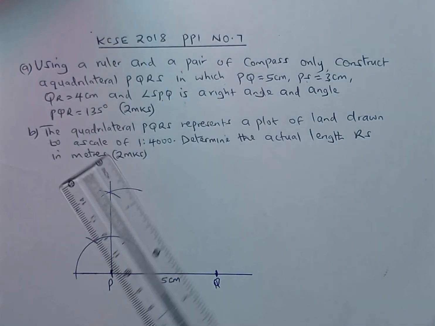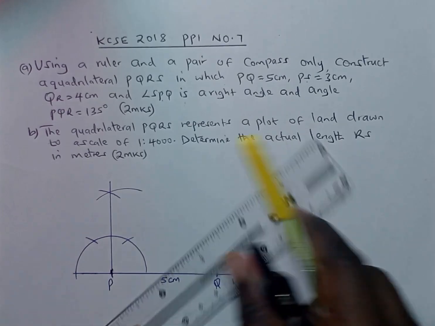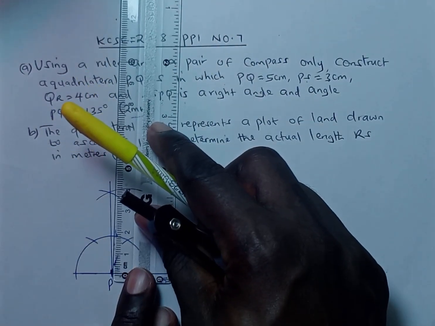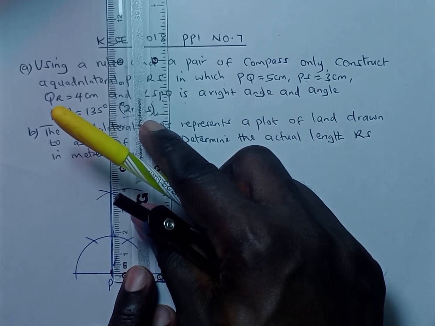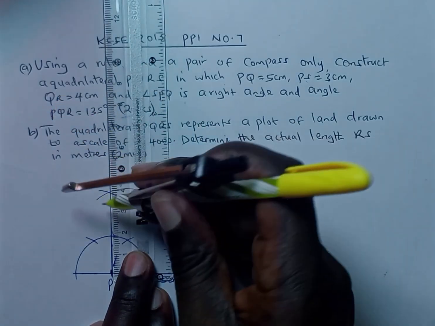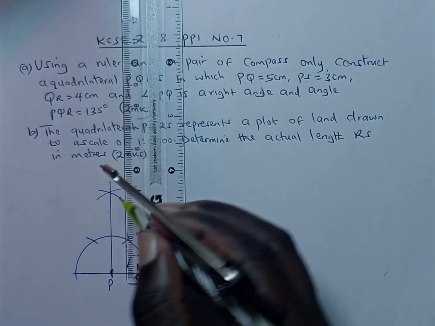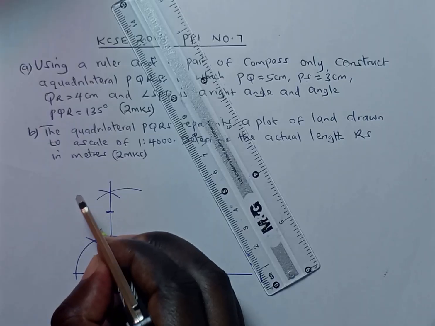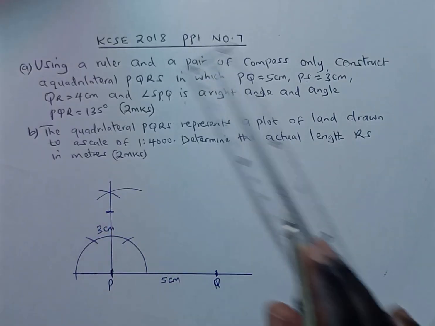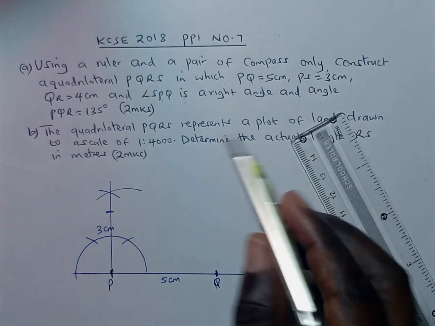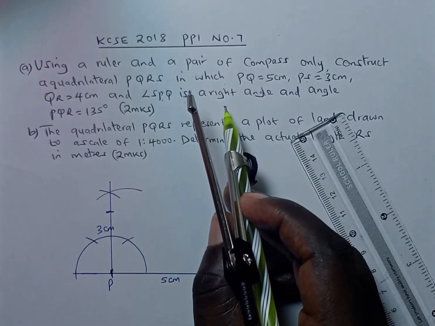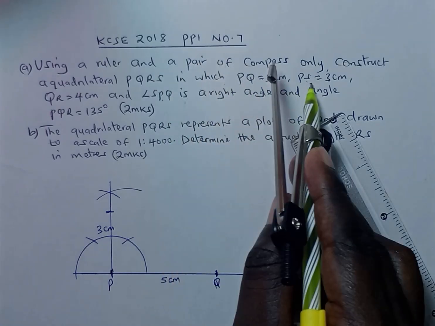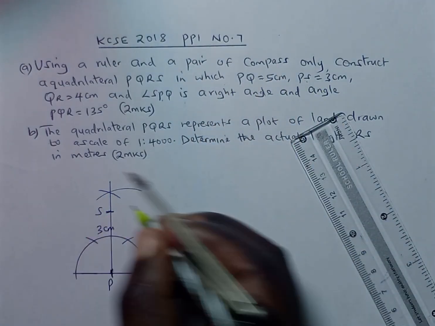Then we measure 3 centimeters at this point here. We measure 3 centimeters. 3 centimeters is at this point here. So this is 3 centimeters. And this is a point. PQRS, PS is 3 centimeters. This is point S here.